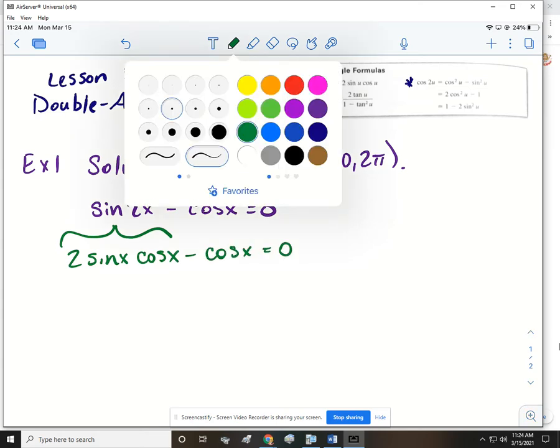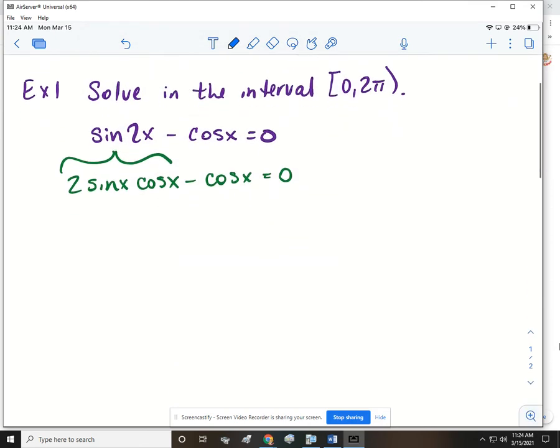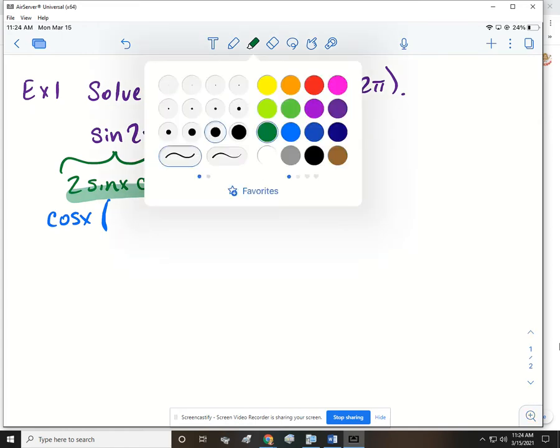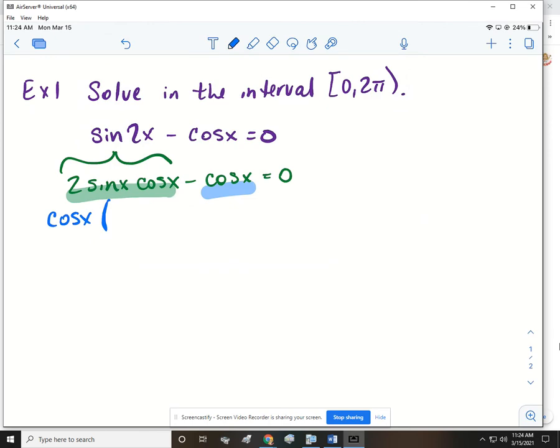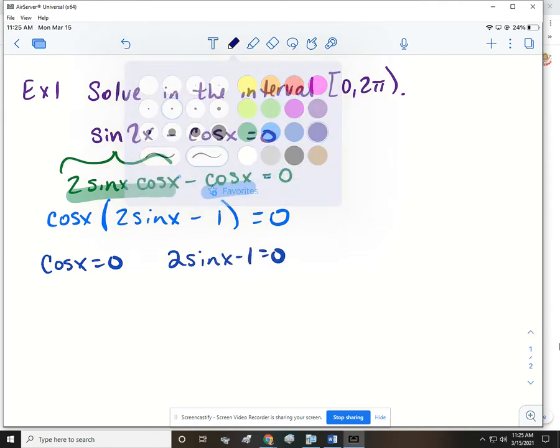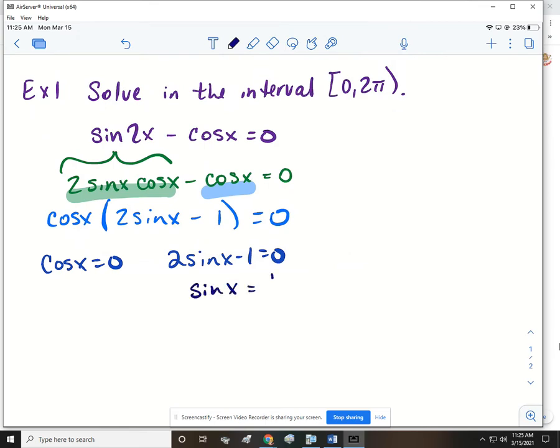Right? Then we can solve this equation by factoring out a common factor, and that common factor is cosine of x. And we're factoring out of what's in front of the minus sign and what's after the minus sign. So when I factor out of what's in front, I'm left with 2 sine of x. And then when I factor out of itself, I'm just left with minus 1. Right, and then we'll set each of those equal to 0. Okay, and this one over here, I need to solve for sine of x by adding 1 and dividing by 2.